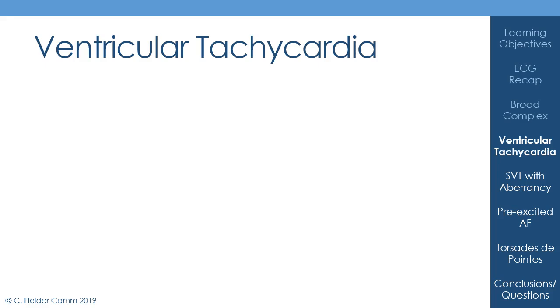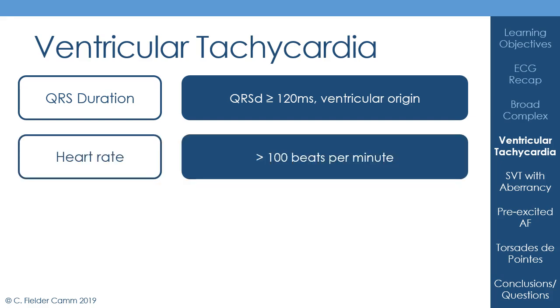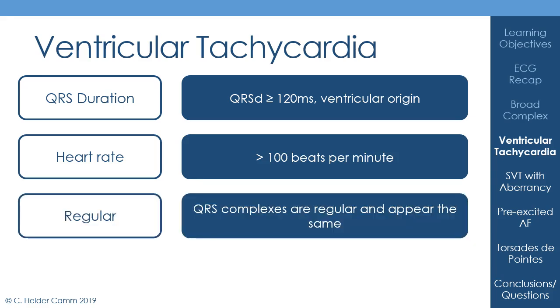So ventricular tachycardia. Well, obviously, this has a QRS duration of greater than 120 milliseconds, and it's a rhythm of a ventricular origin. And the heart rate's got to be going faster than 100 beats per minute. And importantly, it's regular. So the QRS complexes are regular and appear the same. Each QRS complex appears the same as the one before and normally the one after. And that's important for this form of ventricular tachycardia, and it'll help separate it from some of the other broad complex tachycardias that we discuss later.